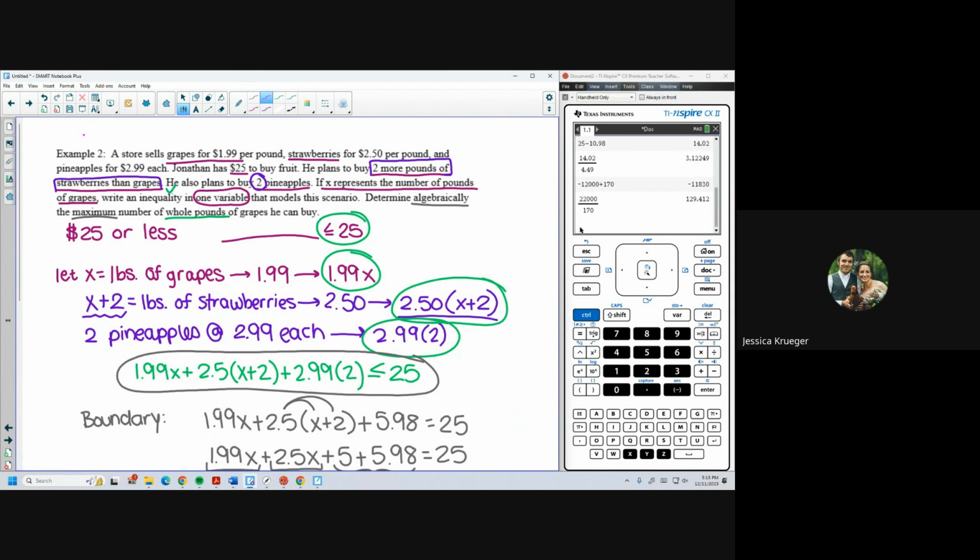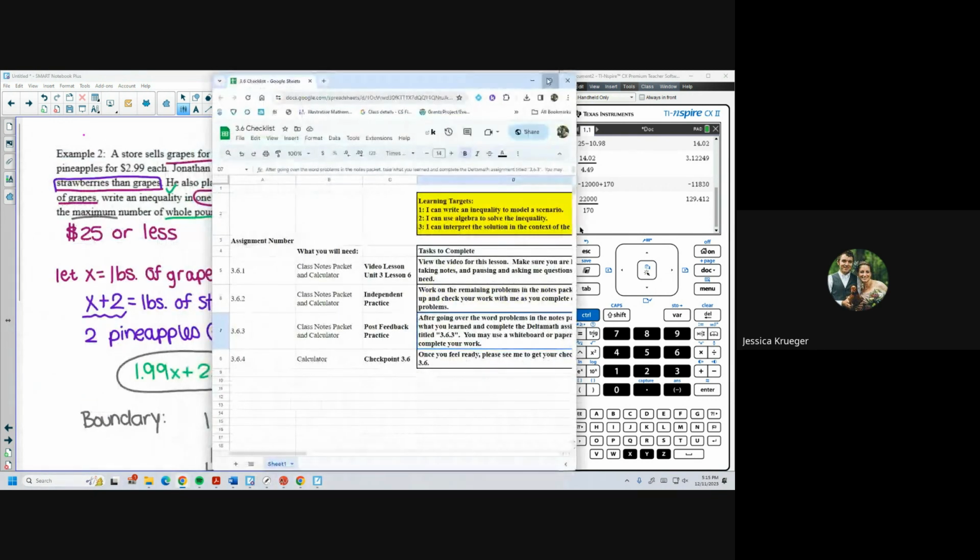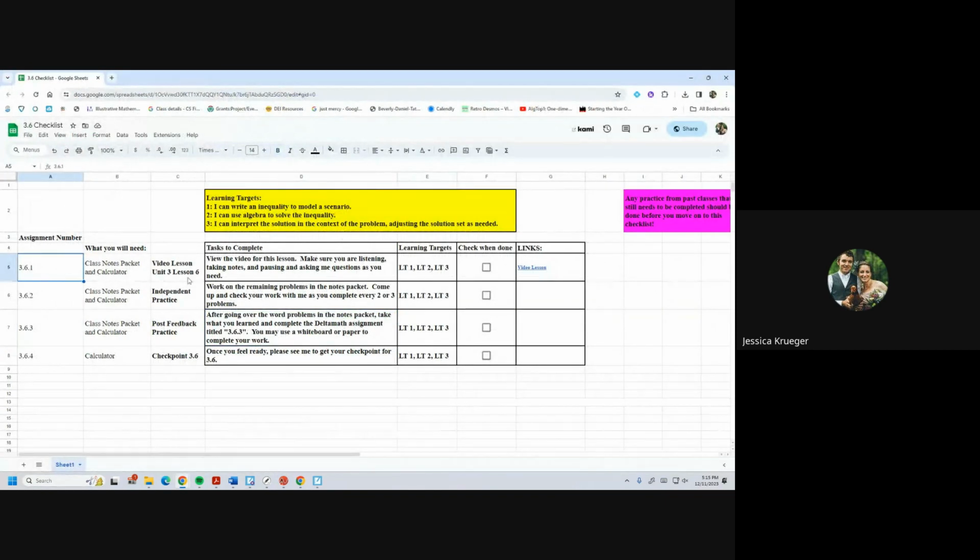And then you'll notice that if we look at this checklist, 3.6.1, you just did. So you can check that off. 3.6.2, class notes, packet, and calculator, independent practice. Work on the remaining problems in the notes. So once you complete those and check your work, you can check that off. Then there's a chance for you to do some practice on Delta Math. And finally, once you feel ready, you can see me to get your checkpoint for 3.6.